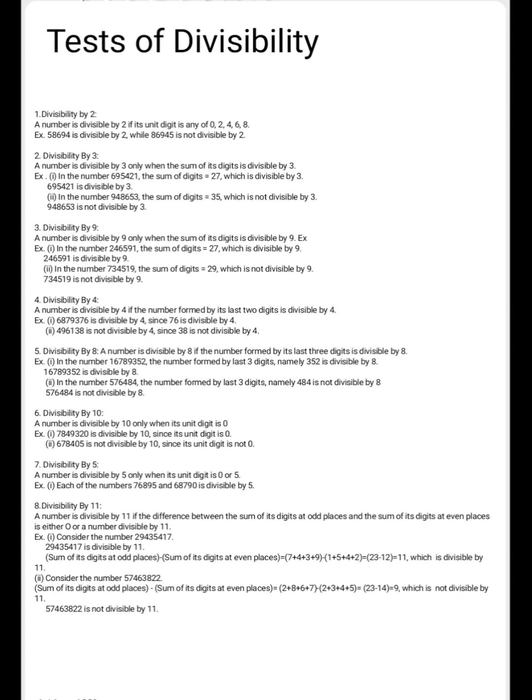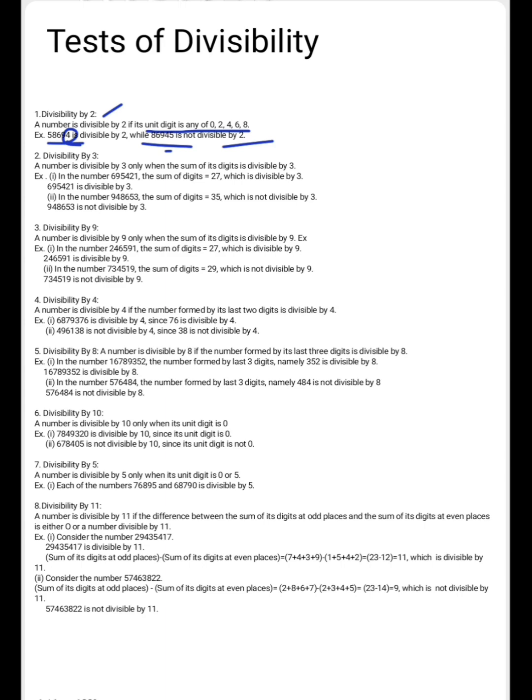The first one is the divisibility rule of 2. If a given number is to be divisible by 2, the unit digit of the number should be 0, 2, 4, 6, or 8. An even digit should be present in the units place. One example is 58694. The unit place digit is 4, which is divisible by 2. Whereas in 86945, the end digit is 5, which is not divisible by 2.